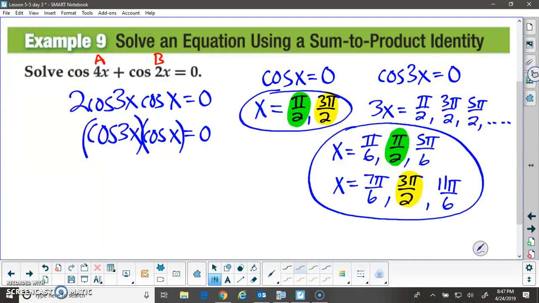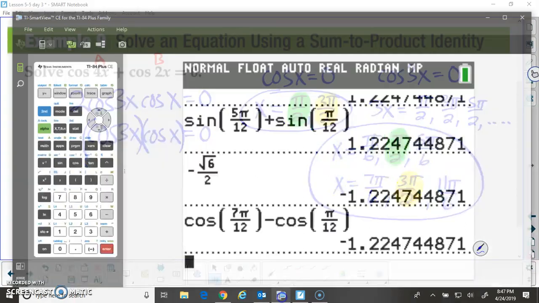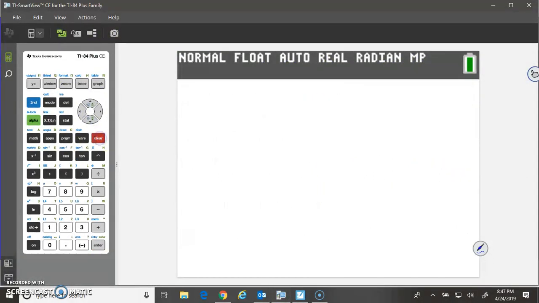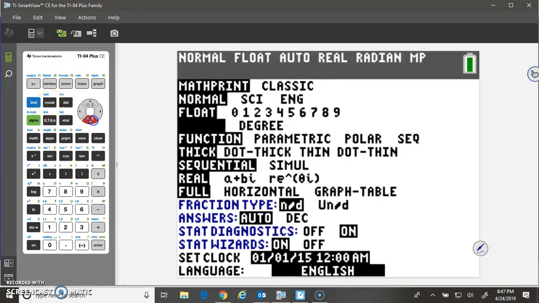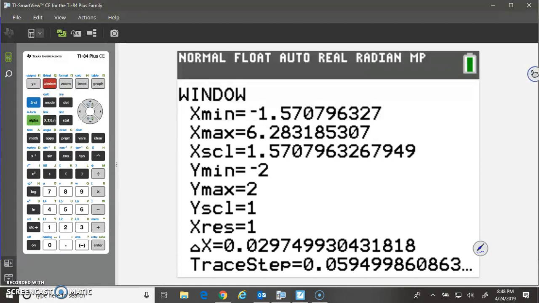Now I want to show you a way to confirm your answer graphically. If I take the original problem and go to my graphing calculator and type in the cosine of 4x plus the cosine of 2x, now when I graph this, I'm going to need to know what mode I'm in. Actually, let's stay in radian mode. And then let's check out our window.